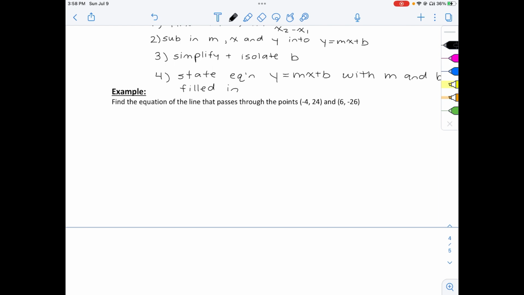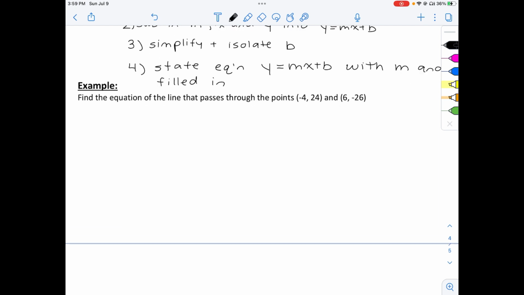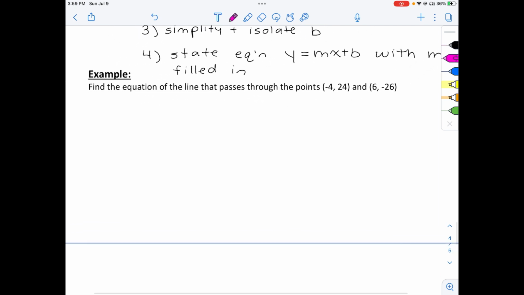What I'm going to do here is, again, I like to write my x1, y1 here to make sure that I'm using the points correctly. A common mistake that I see is that people write this as x1, x2, and y1, y2, but that's not right because we know that the equation has to be x, y. So I'm going to find my slope. First step is find my slope.